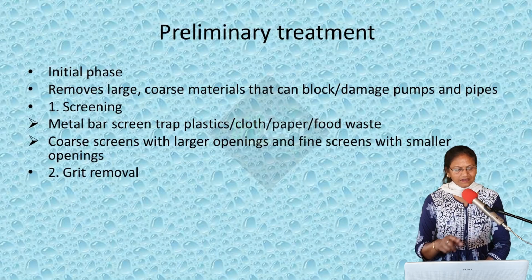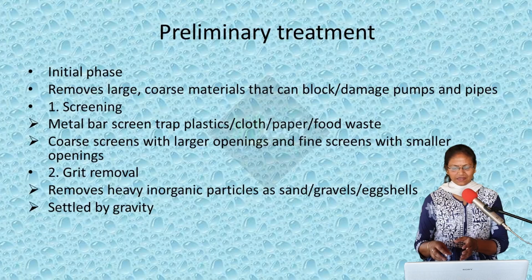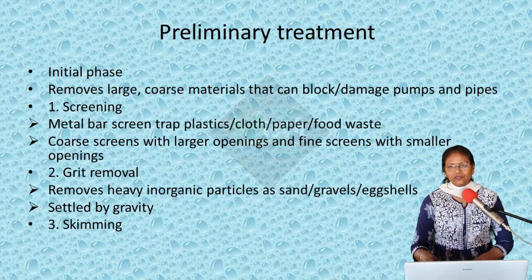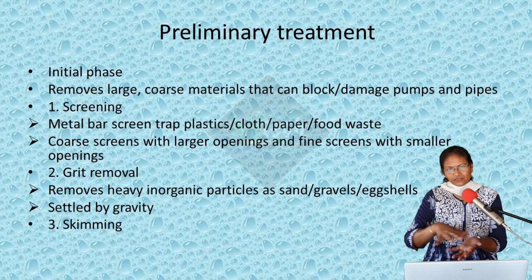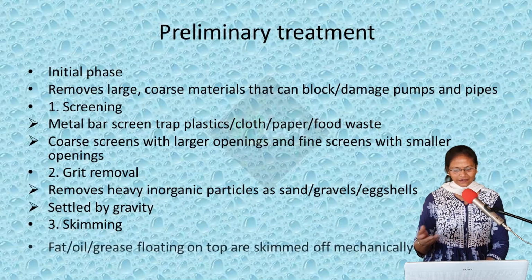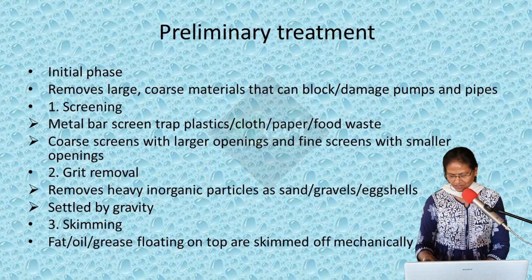Then besides screening, grit removal is also one of the techniques of preliminary treatment. Here it removes the heavy inorganic particles, for example sand, gravel, and eggshells, and they settle by gravity, and that's how they come into the grit chamber and are removed. Third one is skimming. Skimming is a process in which the grease or anything floating on the surface is removed. So fat, oil, and grease floating on the top is skimmed off mechanically and removed.